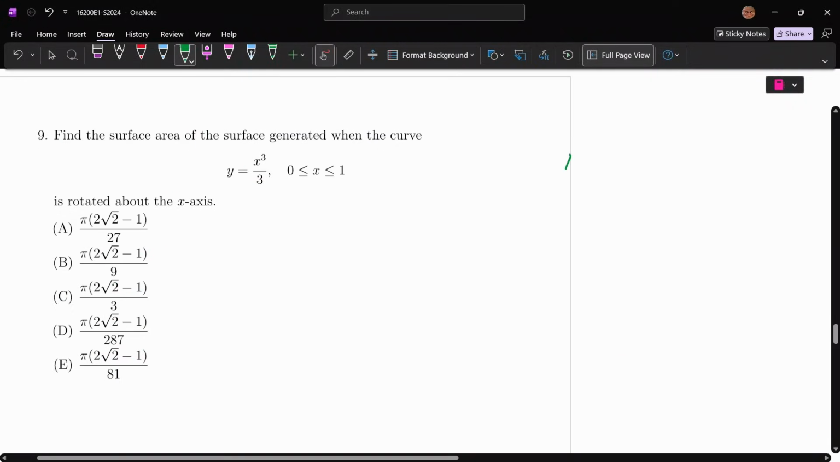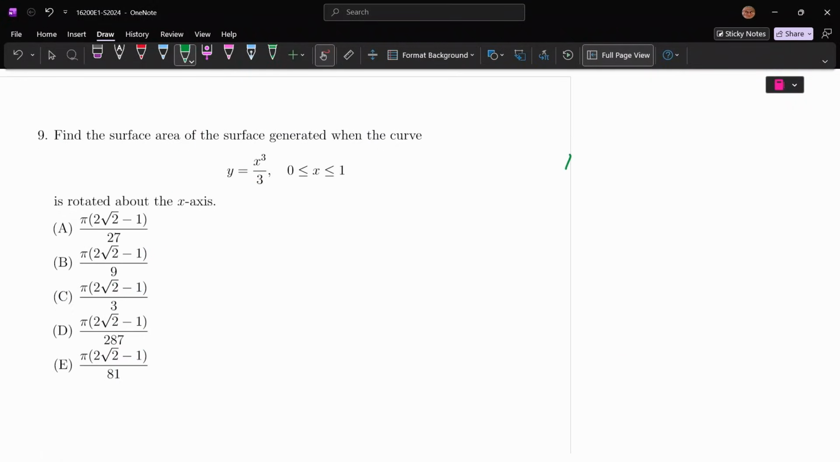Okay, in this question, it's asking us to find the surface area of the surface generated when the curve y equals x cubed over 3 is rotated about the x-axis from 0 to 1. So to find a surface area in questions like this, there's a formula for that.